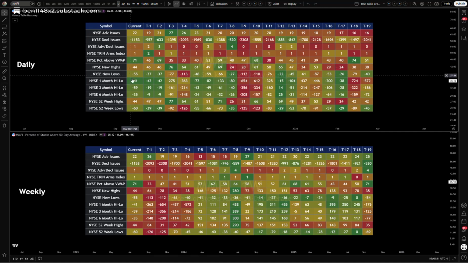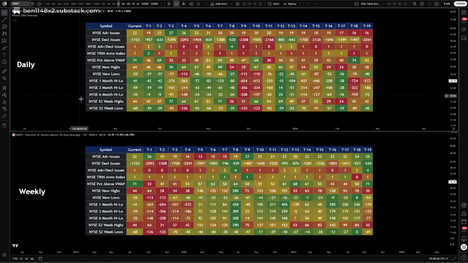And what we can see is breadth had its best performance. The number of stocks going up relative to those going down was better the last 3 days than it has been in the last 20. And at a weekly level, we closed the week with the most constructive look for breadth in the last 5 weeks. But it's still not as strong as other weeks that we have going back over the last 3 to 4 months.